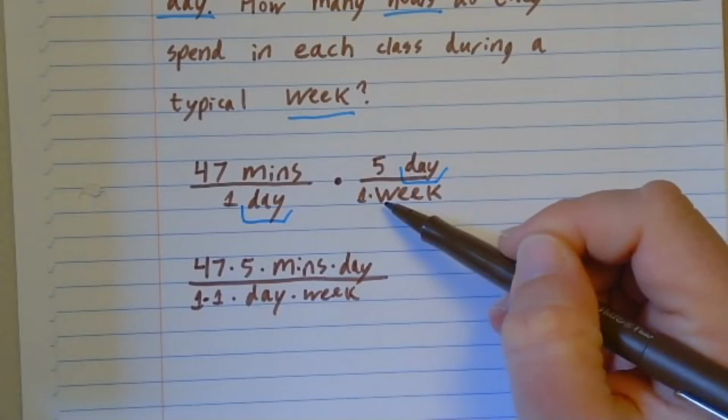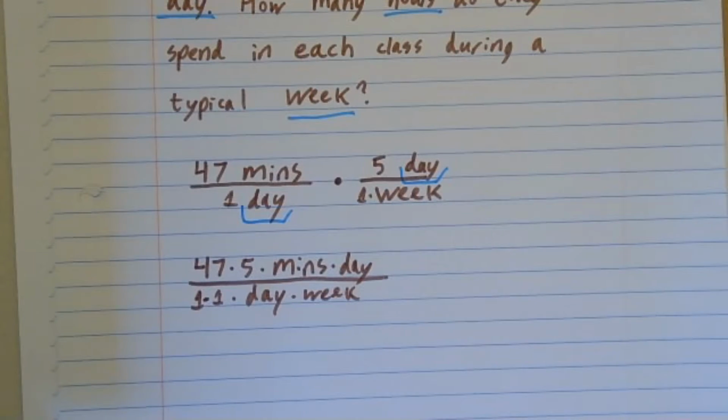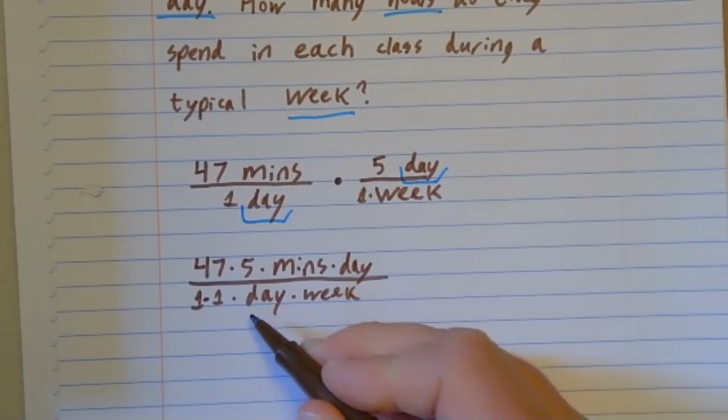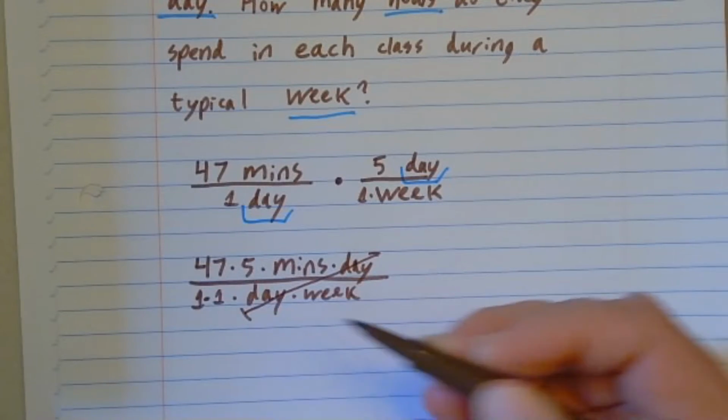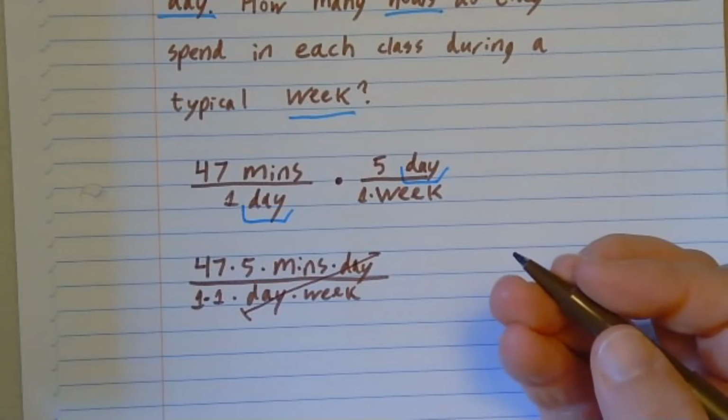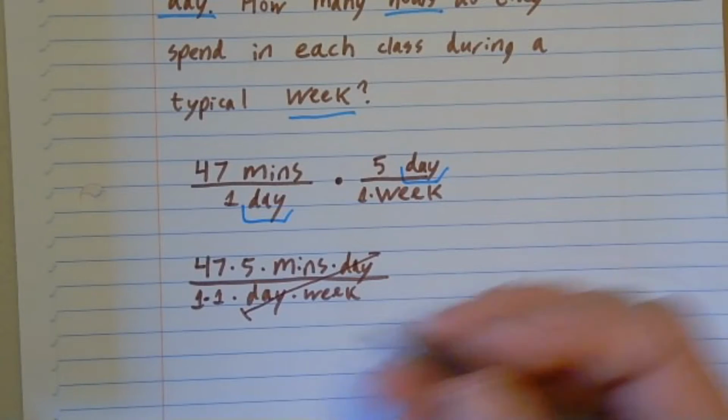There's 5 days in 1 week. And that's just to kind of show this a little more clearly. So now I can make a 1 here, because day divided by day would be 1, because anything divided by itself would be 1.